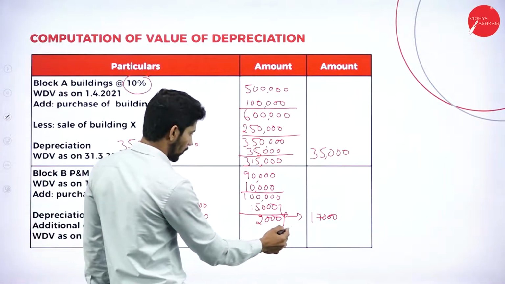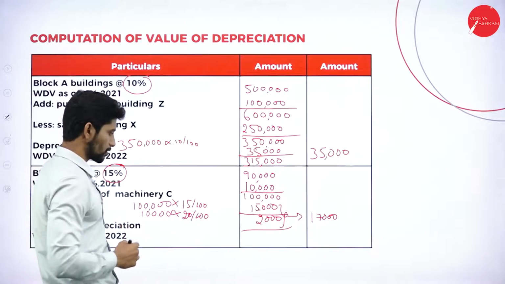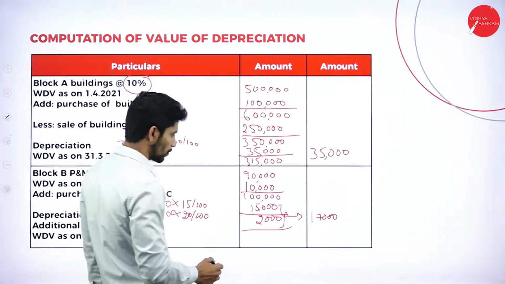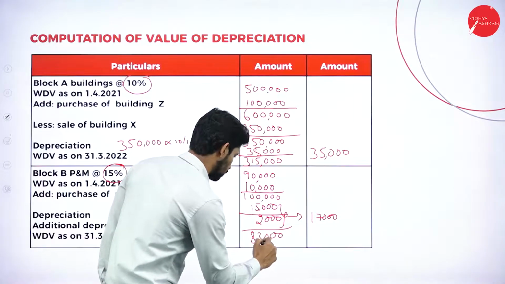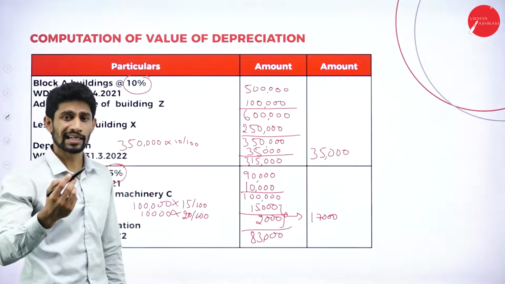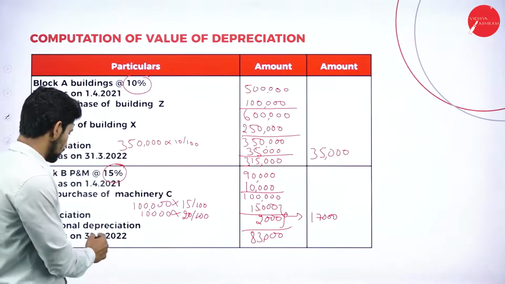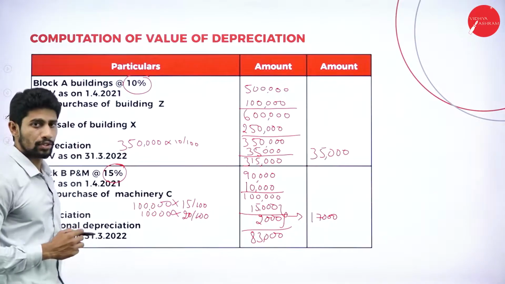So what is the written down value for the year 31st March 2022? The written down value is rupees 83,000. So rupees 83,000 is the written down value as on 31st March 2022.